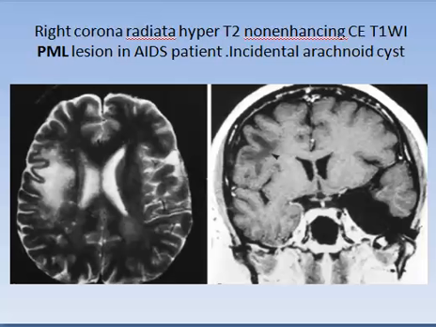This is progressive myeloencephalopathy involving the right corona radiata, and there is an incidental arachnoid cyst here. This is a lesion and this is the incidental arachnoid cyst.